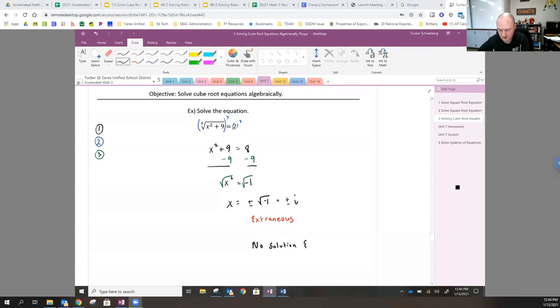And if you want to write it in set notation, it's with the set brackets and then a 0 with a slash through it. No solution. Okay.